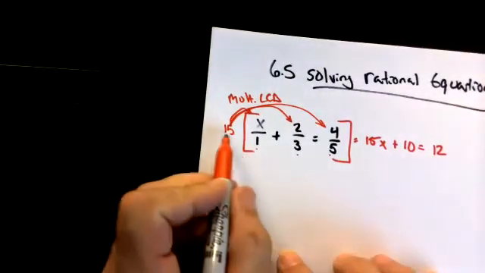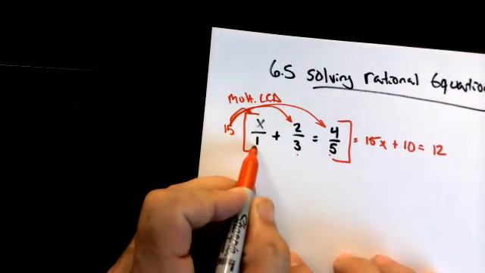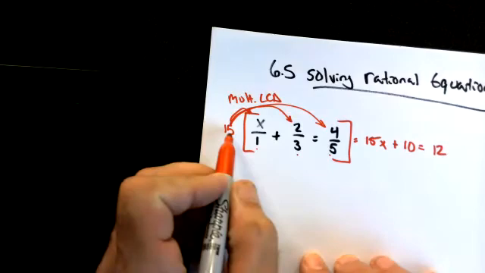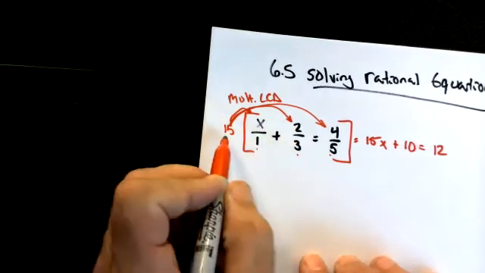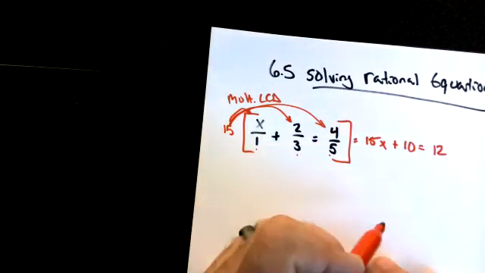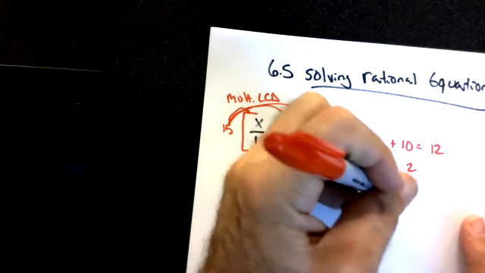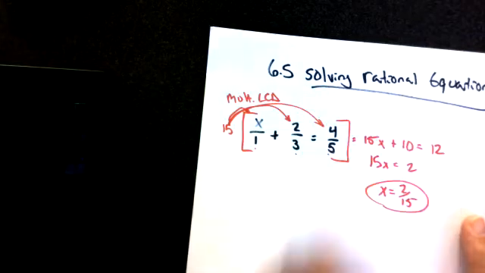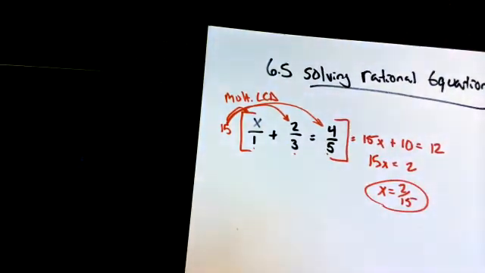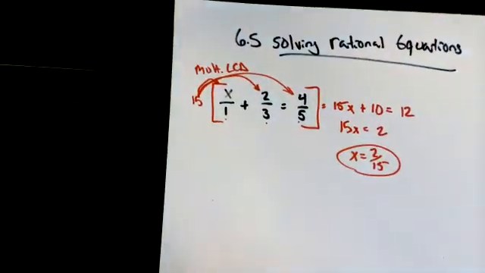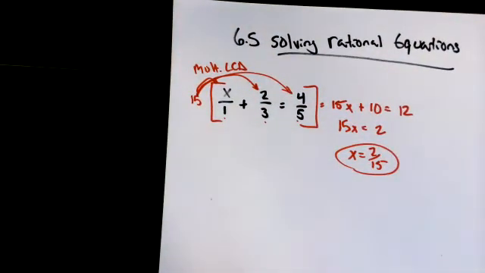Okay, we multiply by the common denominator, multiply and divide. So 15 times x divided by 1 is 15x. 15 times 2 divided by 3. 15 times 4 divided by 5. And then we can turn around and solve this. Subtract 10 from both sides. Divide, x equals 2/15. Okay, that is the most basic type of solving equations involving fractions.